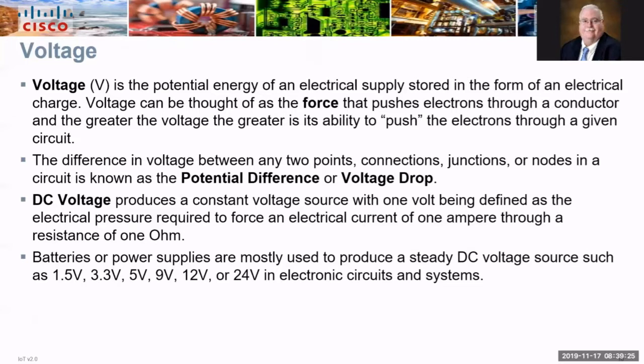The difference in voltage between any 2 points, connections, junctions, or nodes in a circuit is known as the potential difference or voltage drop. While AC voltage can vary its voltage, AC outlets in our homes generally produce 120 volts. DC voltage produces a constant voltage source. DC voltage, like in batteries or computer power supplies, may use several voltages.